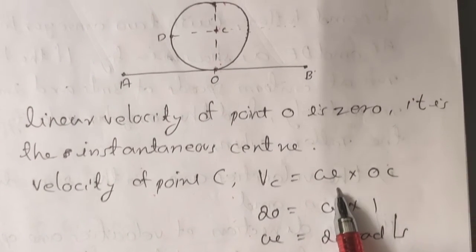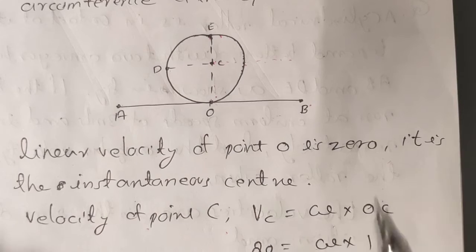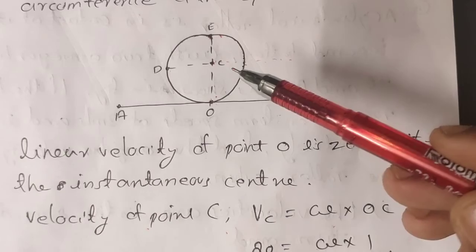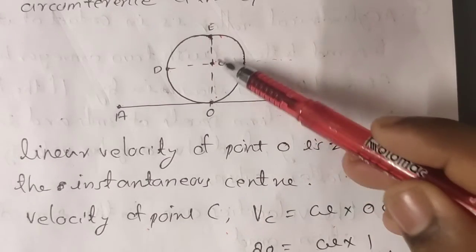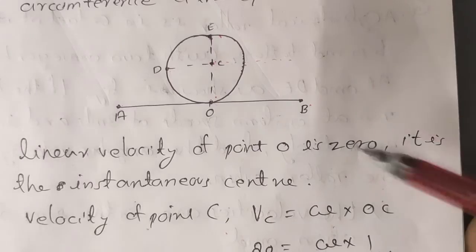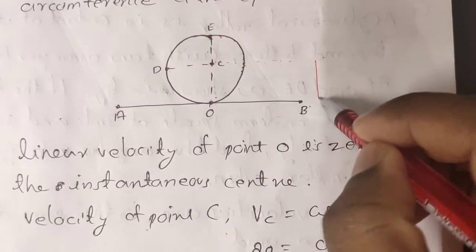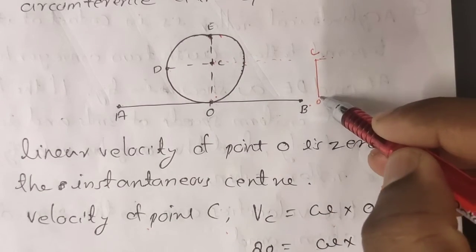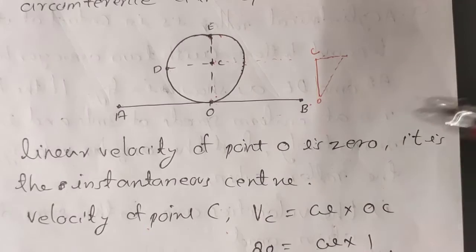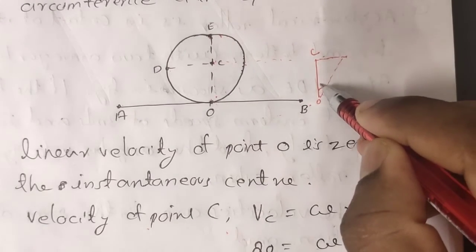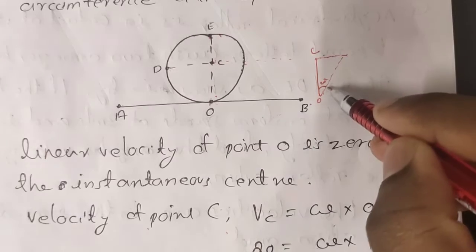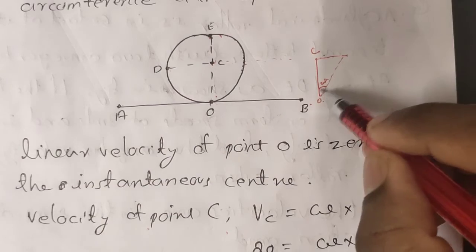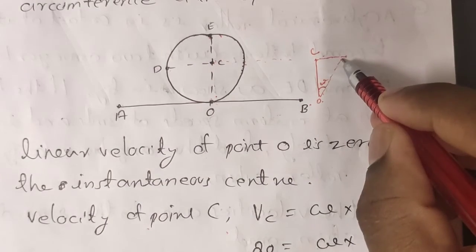omega into OC. That is, the velocity of this point is omega, what is omega? Angular velocity into this distance. So we can consider a small figure here. This is O and this is C. If C is moving this way, it's having an angular velocity of omega, just for an instantaneous instant. So it's moving from here to here.